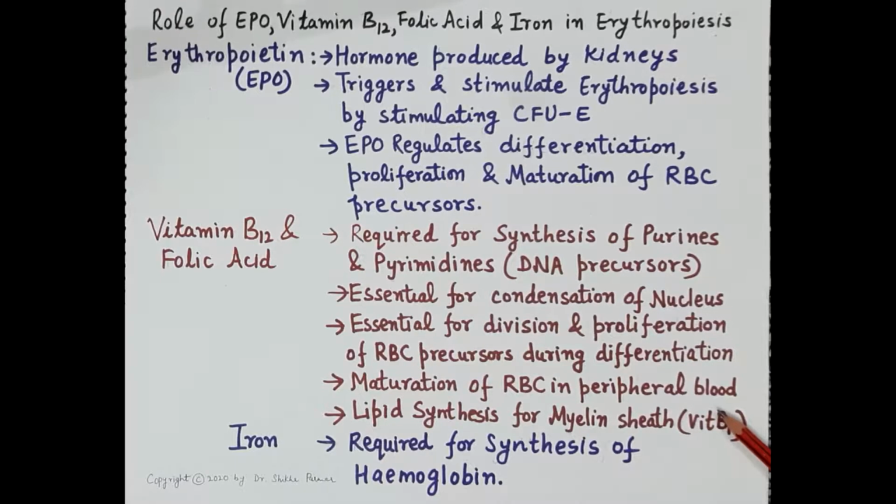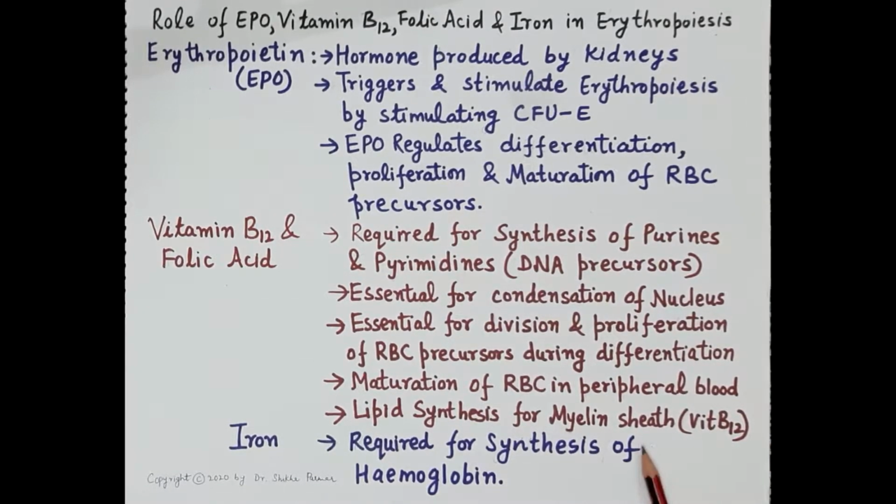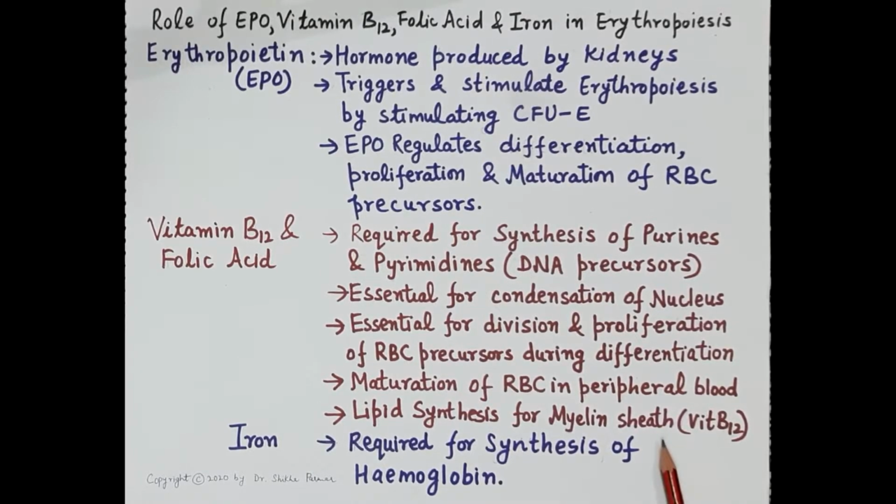And apart from this, vitamin B12 is very essential for lipid synthesis, for the myelin sheath of the nerve cell. So, for a healthy nerve cell, vitamin B12 is very essential. And iron is also a very important hematinic. Iron is required for the synthesis of hemoglobin. So, this is all about the introduction to hematinics and the requirement in the process of erythropoiesis.